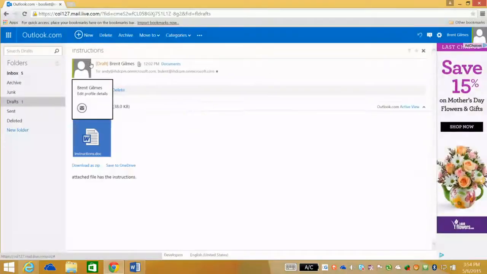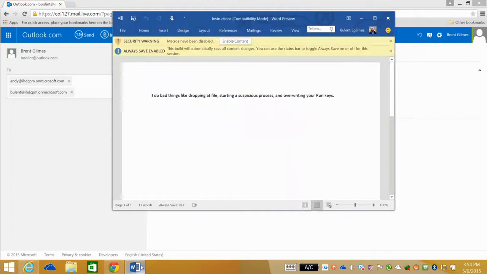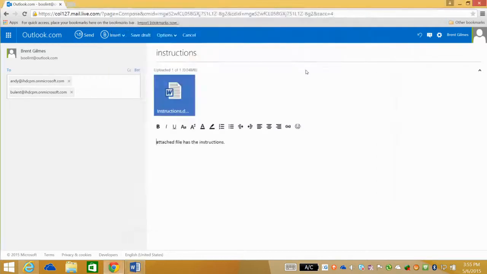And for Andy, who likes to work offline, I have a Word document here. It actually is a sample test file for us, and it actually does bad things. So the macros and such things are disabled on my machine right now. But for Andy, we will see what happens. So I'm just going to go ahead and send this as well.